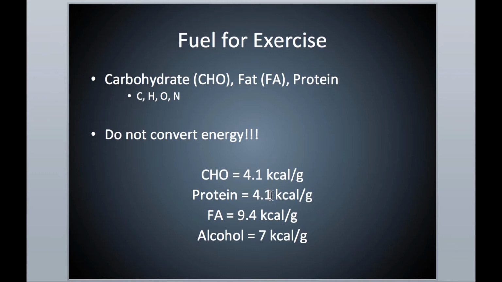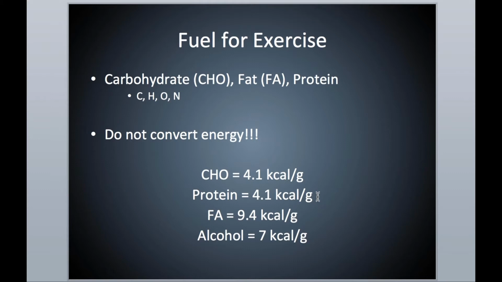However, protein generally, you'll see a lot of sources where protein is actually about 5.5 kcals per gram, but we end up using almost 1.5 kcals just to get rid of the nitrogen. So we only yield approximately 4.1.